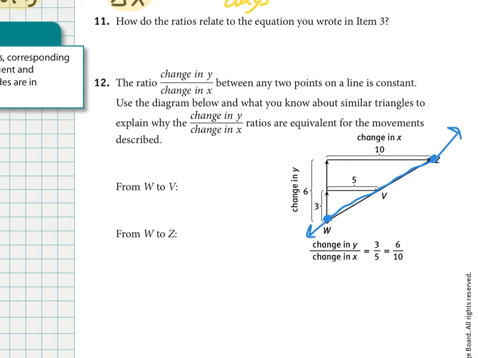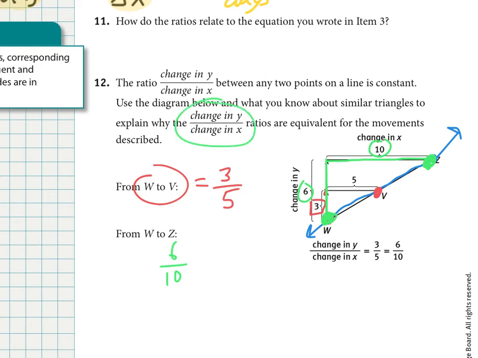Let's think about these ratios. To get from point W to V, looking at the diagram, the change in y from point W to point V is 3 units. The change in x from W to V is given as 5 units. Now if we look at point W to point Z, we see that the change in y, that vertical change, is given as 6 units, and the change in the x direction, the horizontal change, is 10 units. We can see that those are equal to each other. They're the exact same thing. So this ratio stayed constant because V is a point on this line, so any 2 points on that line are going to share that same slope.